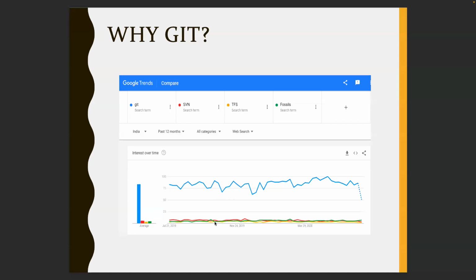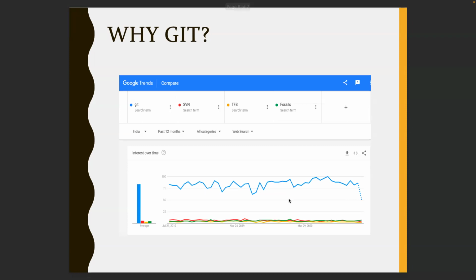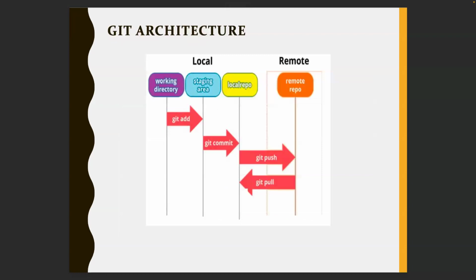Do you see the blue graph? No comparison with other tools. SVN, TFS, you can see how widely Git is used when compared with other tools. You may also pick up the latest graph and see this. So learning Git would always be advantageous and helpful. Master Git, that's enough. You can work on any version control system. That's for sure.